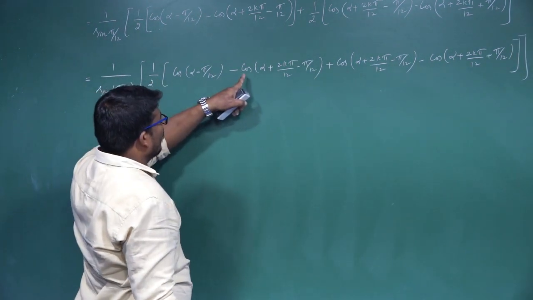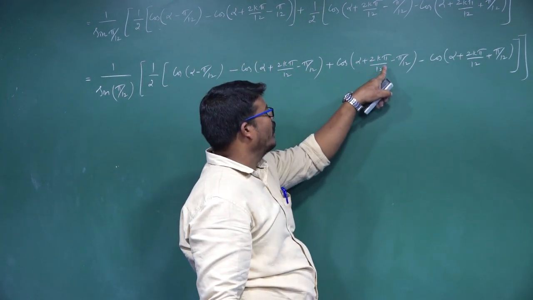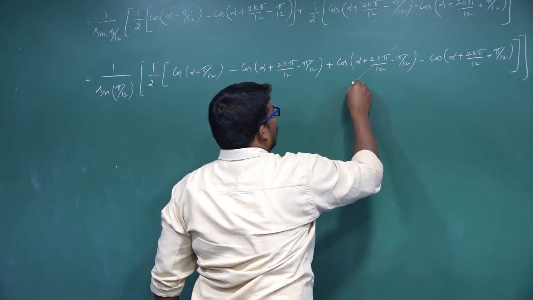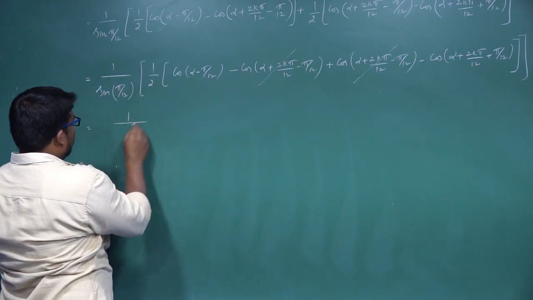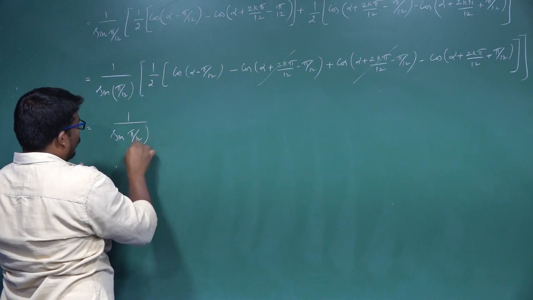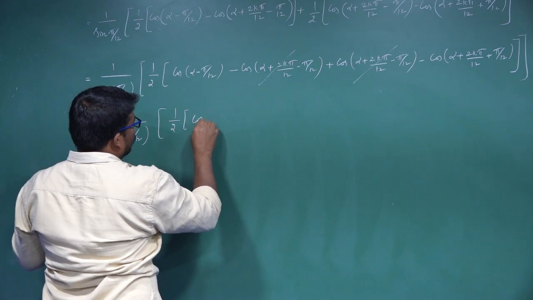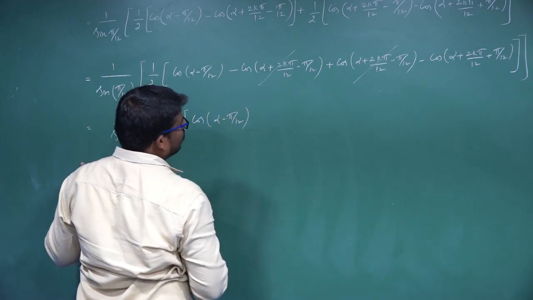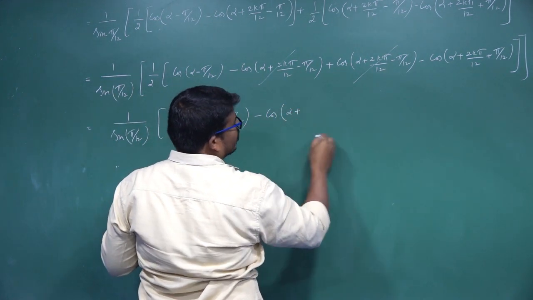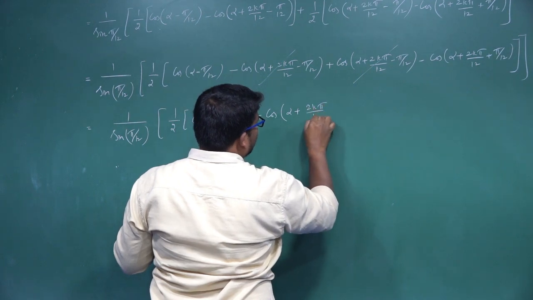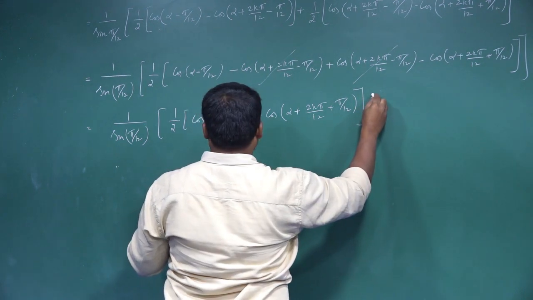Now minus cos of alpha plus 2k pi by 12 minus pi by 12 plus cos of alpha plus 2k pi by 12 minus pi by 12 are cancelled. Plus and minus are cancelled. Remaining 1 by sin pi by 12 into 1 by 2, cos of alpha minus pi by 12 minus cos of alpha plus 2k pi by 12 plus pi by 12.